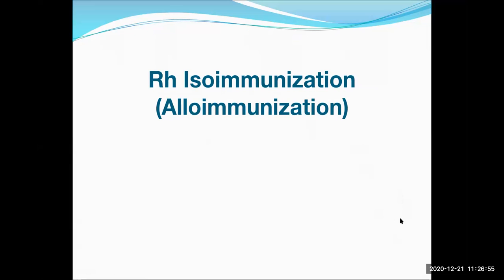So mute yourself, all of you, and listen. This is a very important topic which I am going to talk about now. This is Rh isoimmunization, also known as Rh incompatibility, or in some textbooks they also mention it as alloimmunization. Allo is the term we use for different members of the same species. In this case, we have a fetus and the mother, so they are two members of the same species. That's why we use the term alloimmunization. Let's move on.